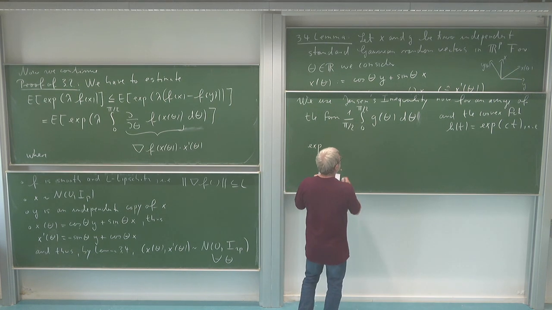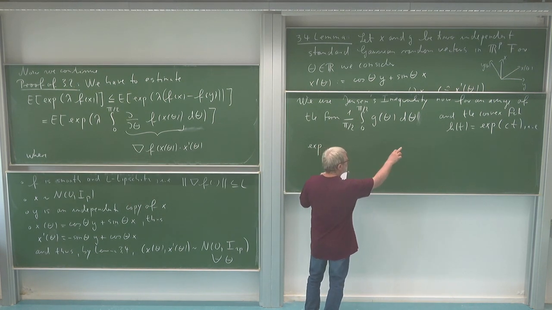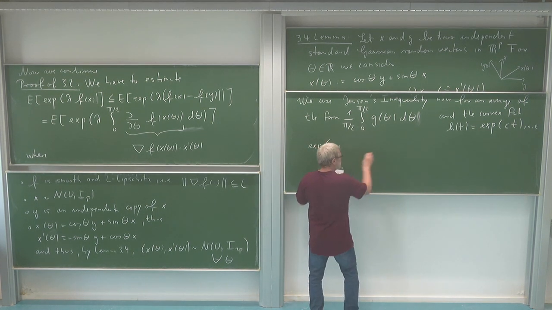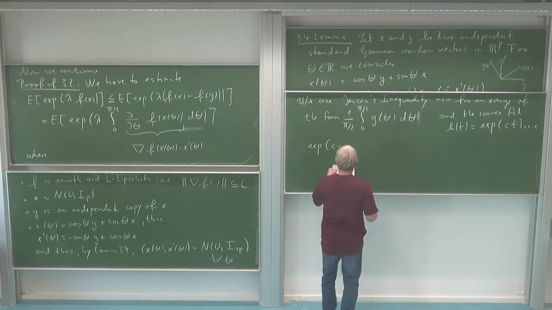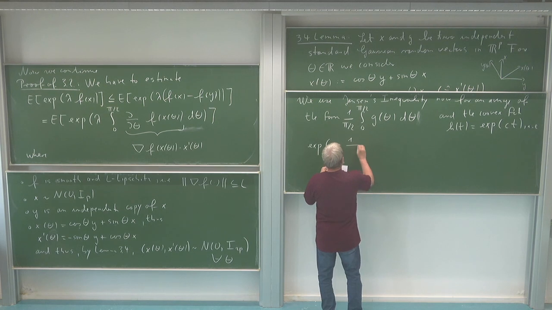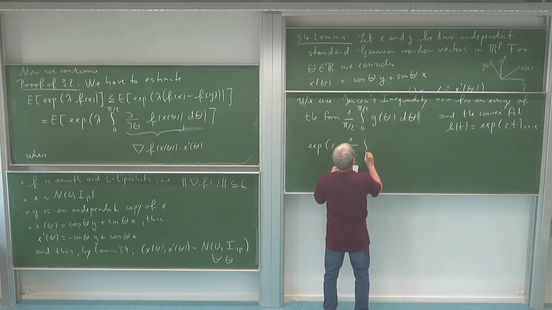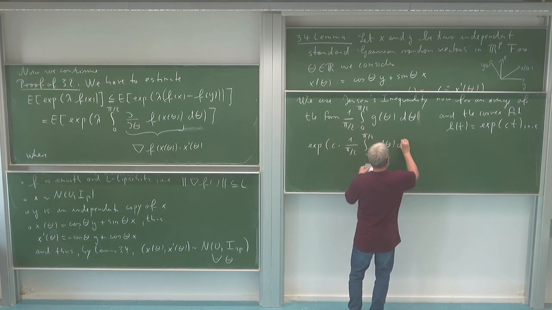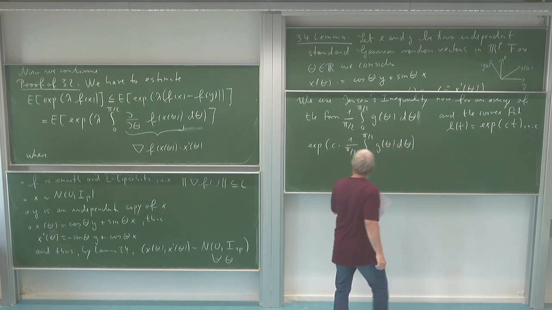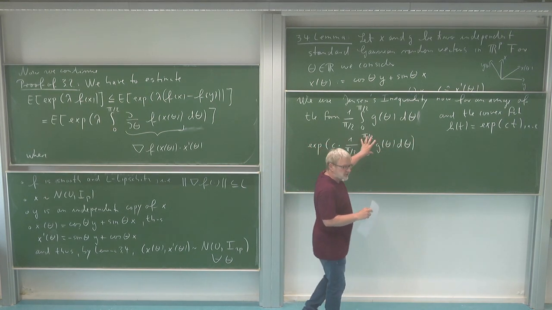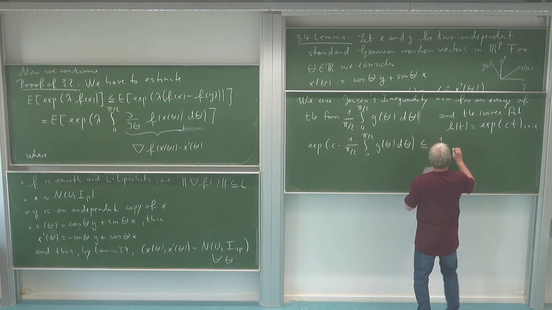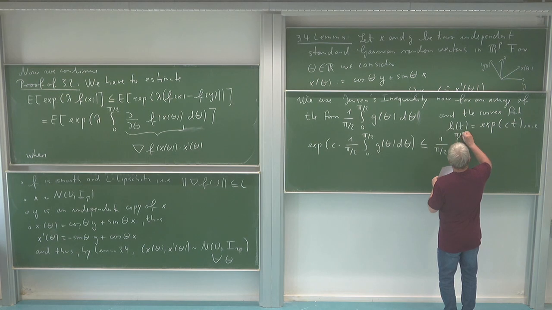So I take exponential, I take my convex function of the average, so I take exponential of c. C is here a constant, which I will adjust to what it is there, and then I have to take the average, 1 over pi over 2, the integral from 0 to pi over 2 of some function in theta, d theta. So this is the convex function of the average. This is less than the average.